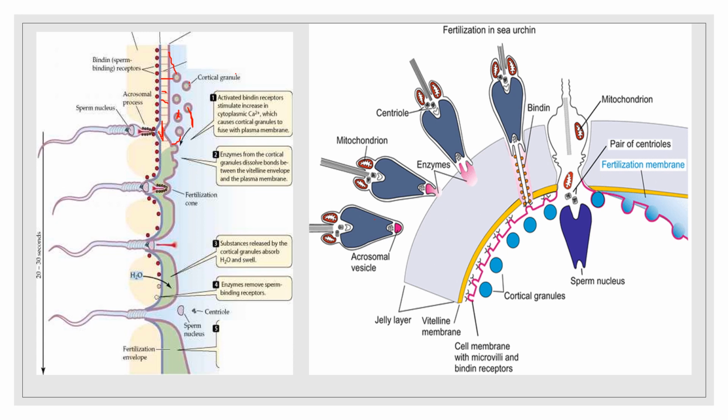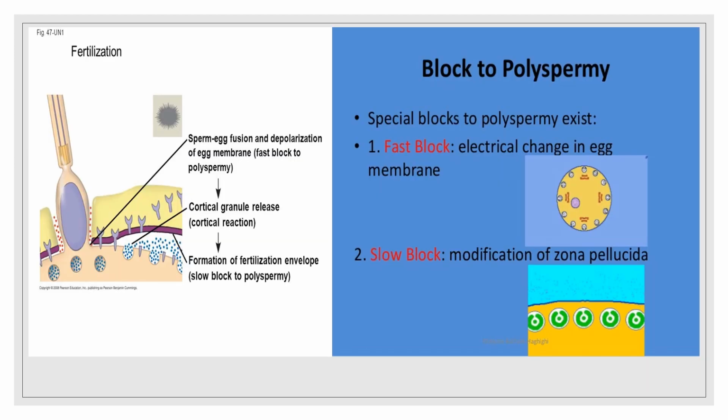Okay, now after that, the sperm nucleus will enter the ovum. But the process does not end here, because when one sperm nucleus has entered the ovum, the next step is to prevent entry of other sperm into the ovum, that is, to prevent polyspermy. So how can we achieve this? The block of polyspermy will be at two levels. One is the fast block due to the electrical change. The other is the slow block due to modification of the zona pellucida.